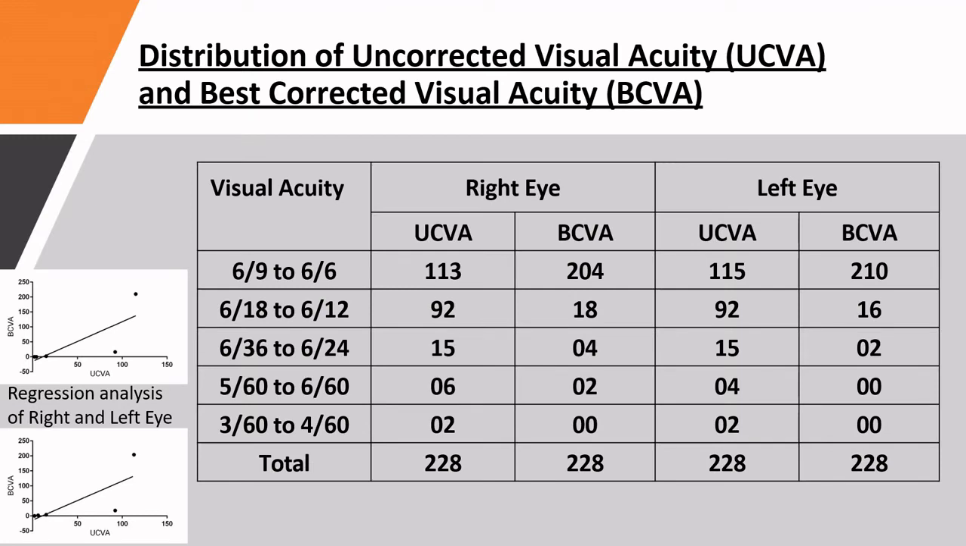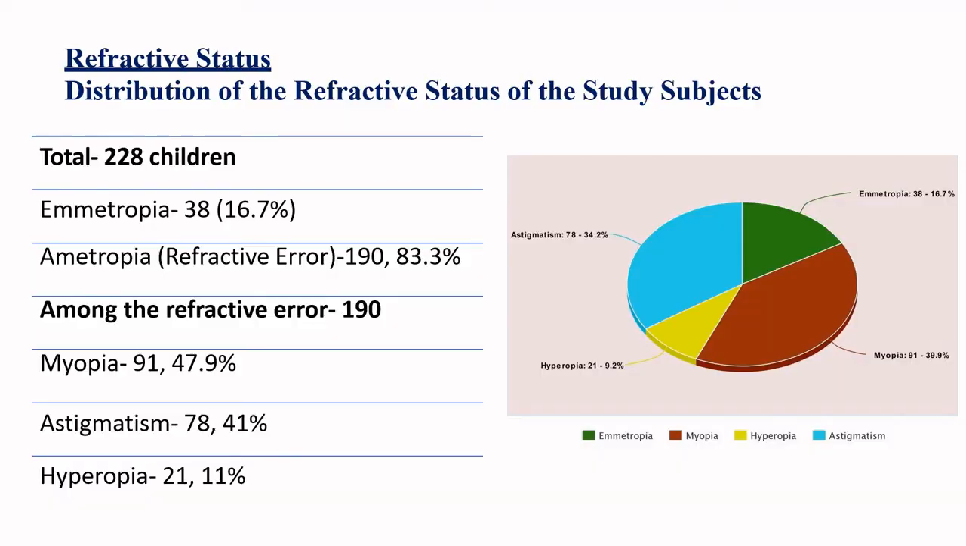We also evaluated the distribution of the uncorrected visual acuity and best corrected visual acuity. The visual acuity was improved after the correction of the refractive errors in both eyes. The uncorrected visual acuity was 6/12 or less in about 50% of both eyes. That was reduced to 8 to 10% after correcting the refractive errors.